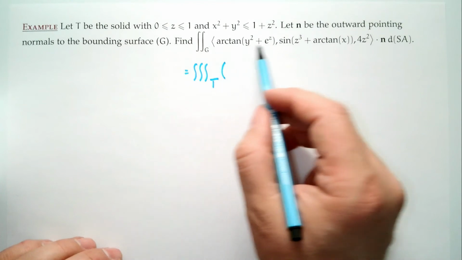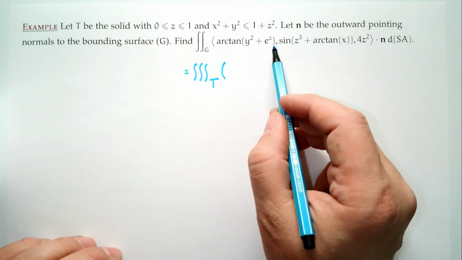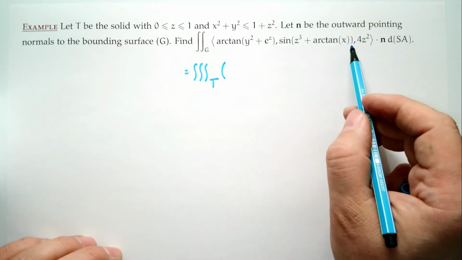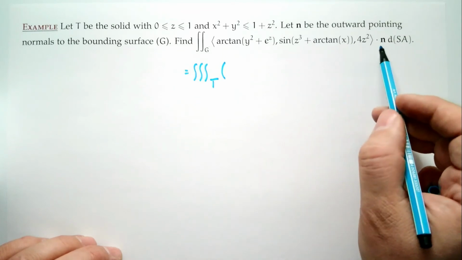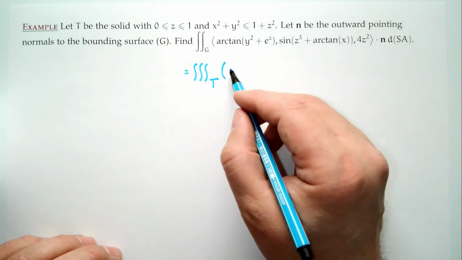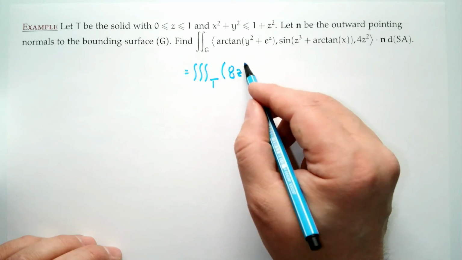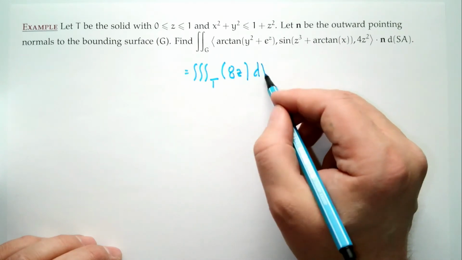Derivative of the first entry with respect to x, 0. Derivative of the second entry with respect to y, 0. Derivative of the third entry with respect to z, 8z. You've got to have something. You don't want to end up with a divergence of 0.